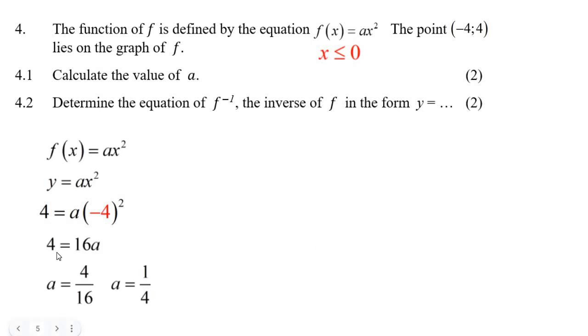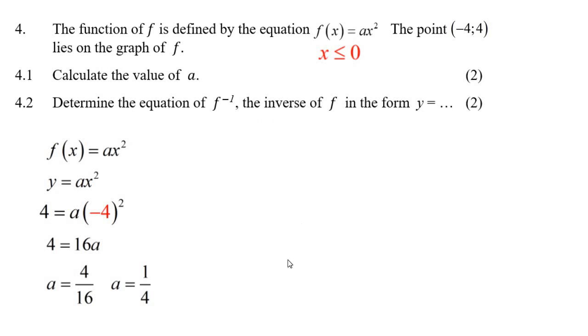Well, this is what you do. f of x, you know, is ax squared. That means y equals ax squared. All you do is substitute the point in. x is minus 4, and y is 4. So there's your x is minus 4, y is 4. Minus 4 squared is 16. Divide 4 divided by 16. That's 1/4. So the equation is really y equals 1/4 x squared.